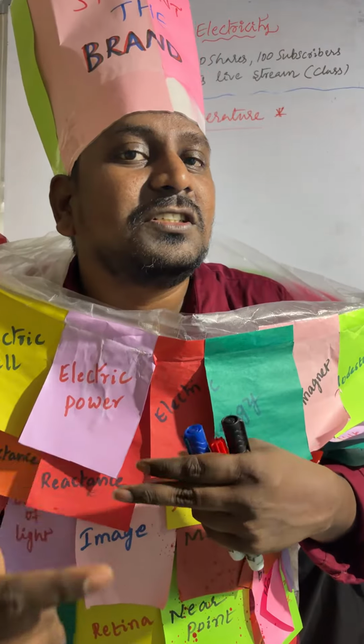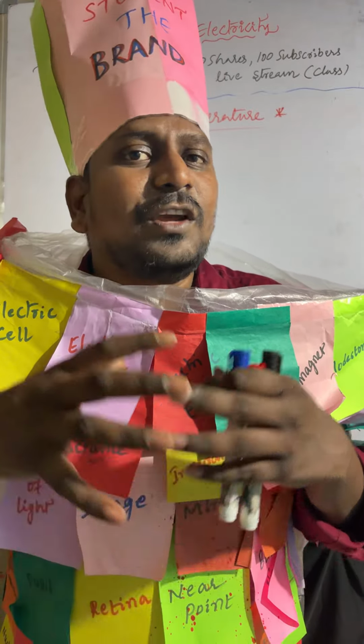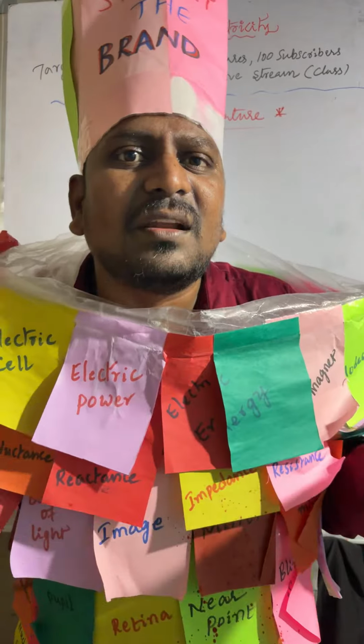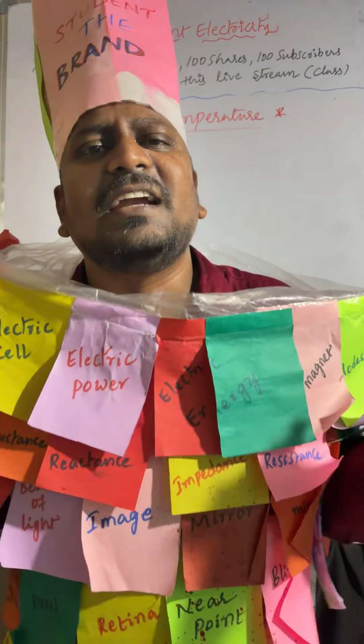And coming to the next situation: if electrons are moving with greater amplitude in a conductor, they are moving very fast with a higher amplitude.